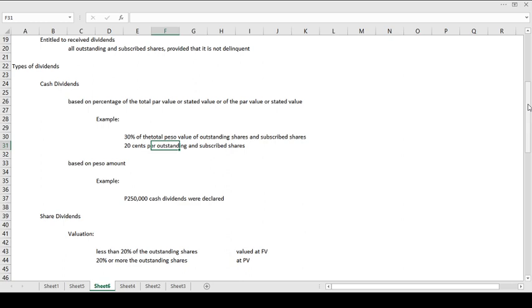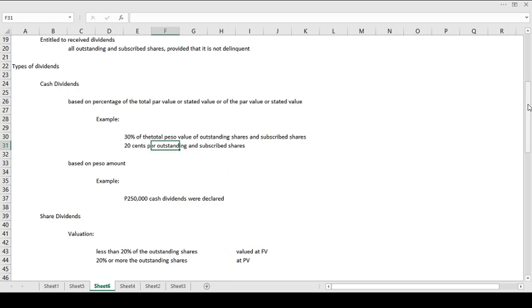By the way, if we talk about outstanding shares here, guys, make sure that the treasury shares are deducted from the shares issued. Kasi pag issued shares ang pinag-uusapan, this includes shares issued and shares reacquired. Para lumabas ang outstanding shares, we need to deduct the treasury shares or the shares reacquired. Okay? That is outstanding shares.